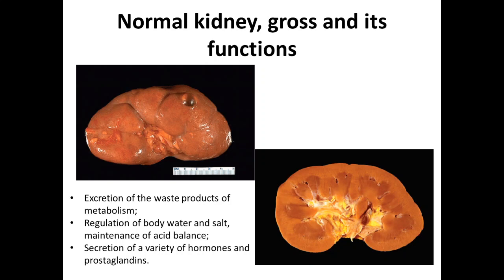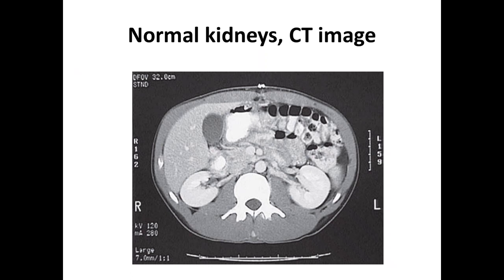Of course, the morphological structure of the kidney opens the functional possibilities of this organ, like excretion of the waste products of metabolism, regulation of body water and salt, maintenance of acid balance, and secretion of a variety of hormones and prostaglandins. The CT scan of the kidney structure gives us information that kidneys are paired structures located in the retroperitoneal space and surrounded by adipose tissue.